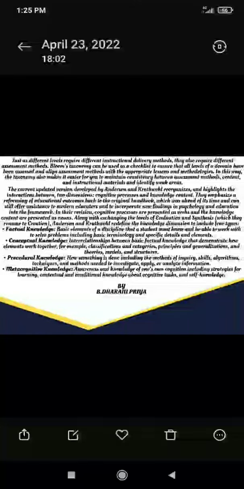First one is the factual knowledge, basic elements of a discipline that a student must know and be able to work with to solve problems, including basic terminology and specific details and elements. Second one is conceptual knowledge, interrelationship between factual knowledge that demonstrates how elements work together. For example, classification and categories, principles and generalization, and theories, models and structures.